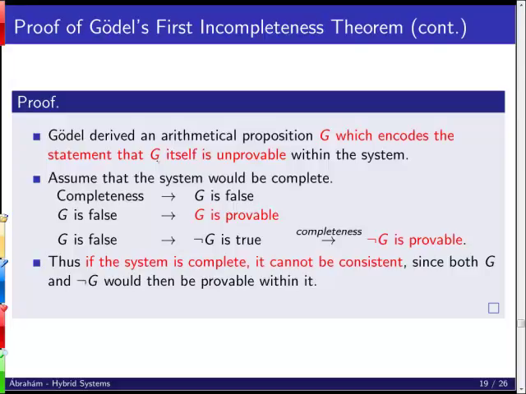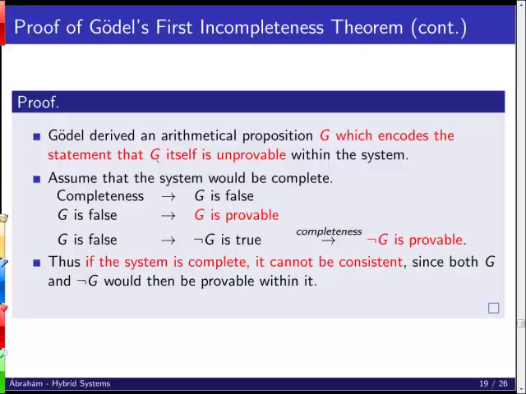But if G is false, then the statement G, that G is unprovable, is false. If you negate it, you get that G is provable. And the other line is, if G is false, then you know that not G is true, because we are complete. You can also prove that not G is provable. So now we derive that G is provable, and we derive that not G is provable.